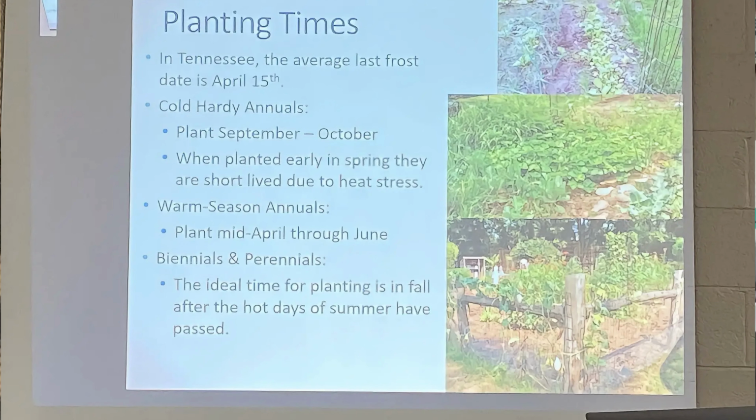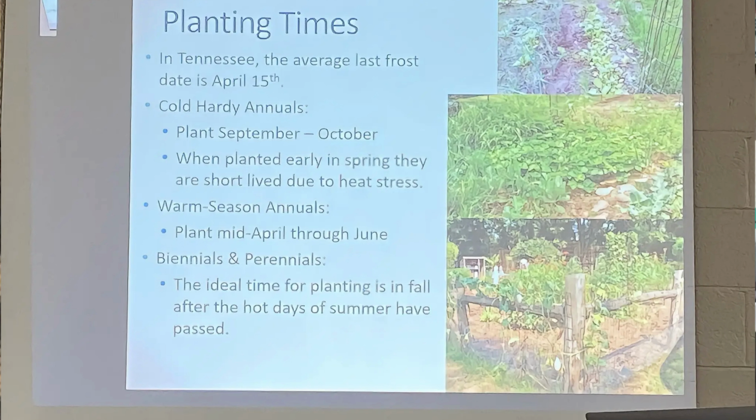When planted, like my violas, what's the other one? Pansies, stuff like the ornamental cabbage. That's good to plant right now. When planted early in spring, they are short-lived due to heat stress. Warm season annuals are planted mid-April through June.